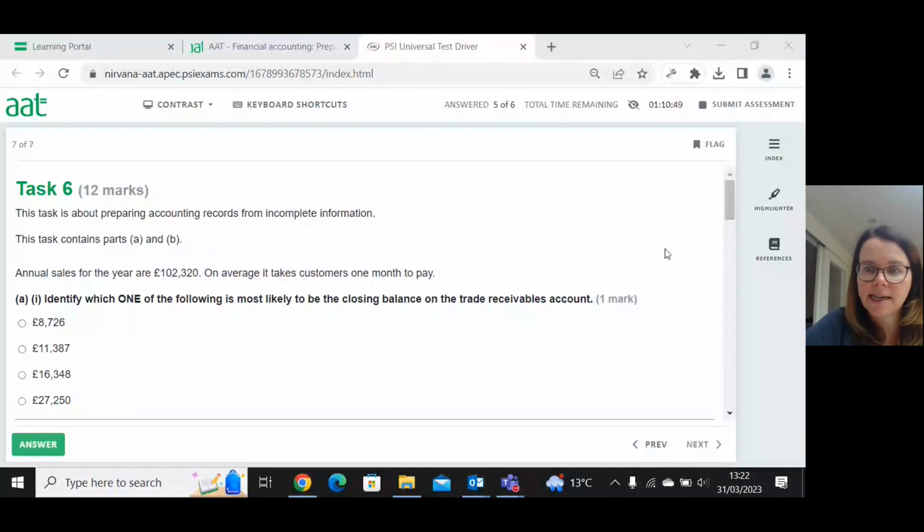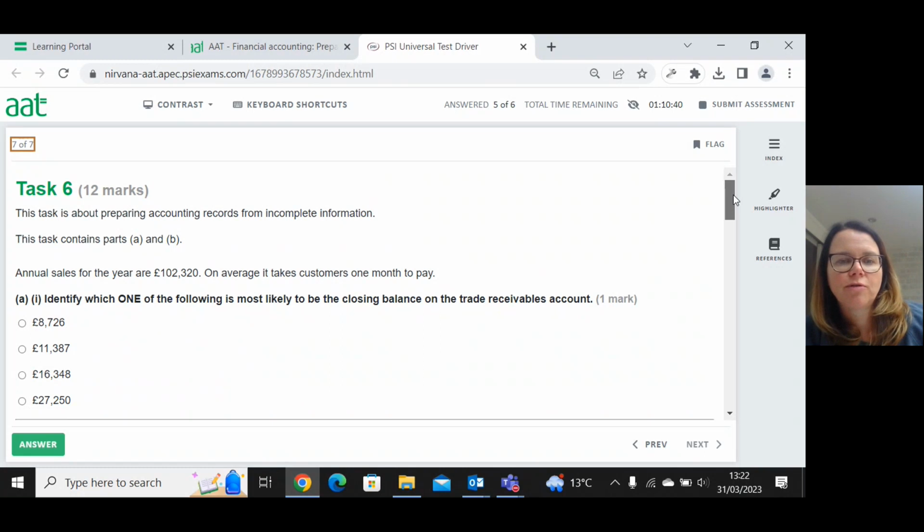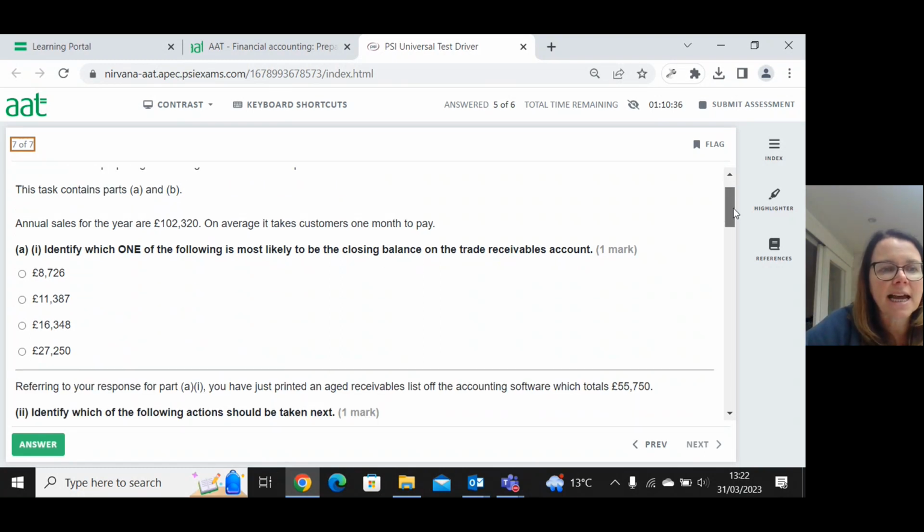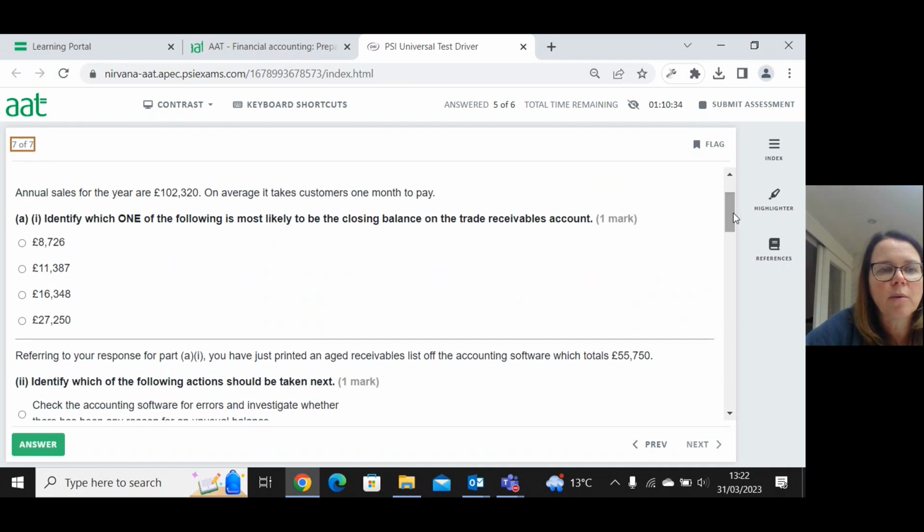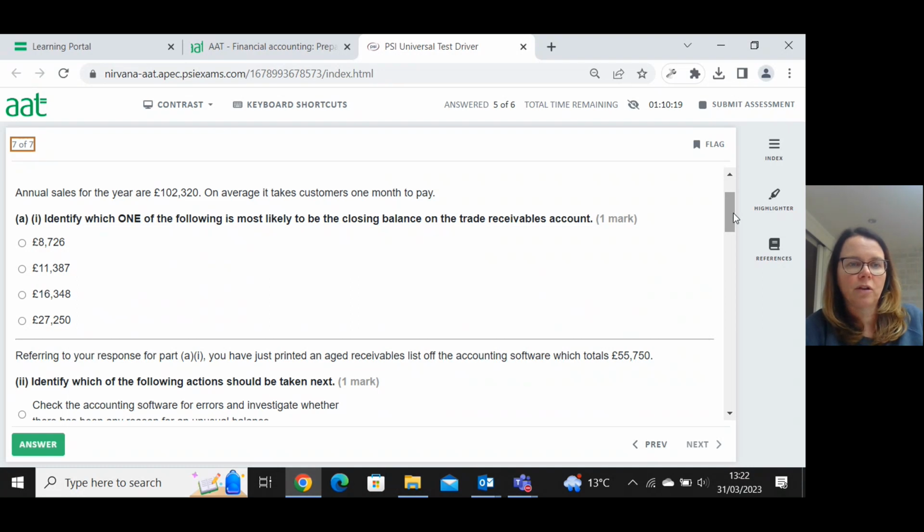Okay, task 6, the final task, AAT 1 on the FAPS paper. 12 marks about preparing accounting records from incomplete information. Right, annual sales for the year are 102,320. On average, it takes customers 1 month to pay. Identify which one of the following is most likely to be the closing balance on the trade receivables account.